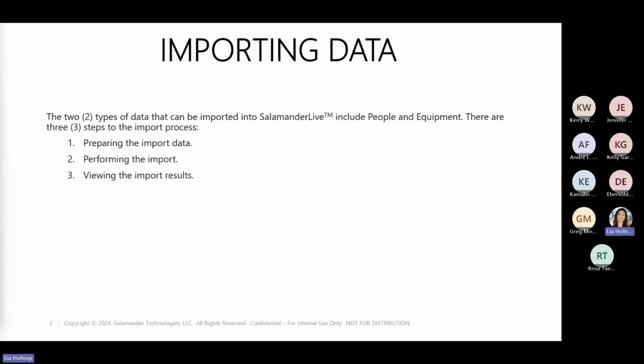So the import feature in SalamanderLive allows two types of data to be imported in, and they are people and equipment. The import feature does allow you to add new records in the system or to update existing records. To complete the import, there are 3 steps. First step is preparing the import data. Step 2, performing the import. And then step 3, reviewing the import results, which are emailed to you once you complete the import.